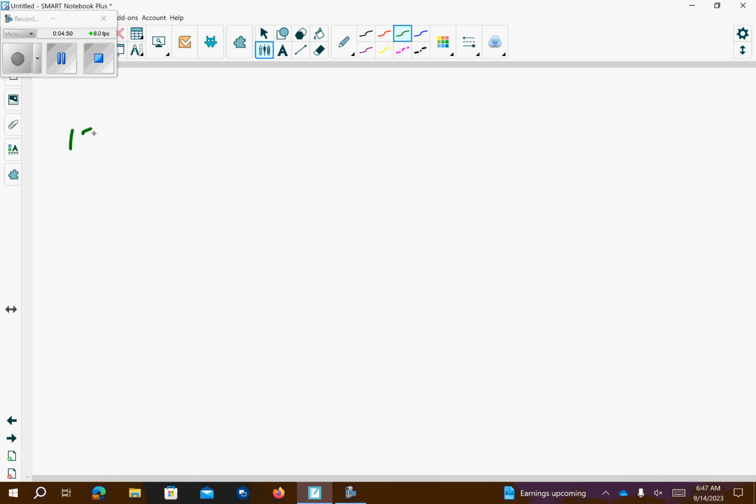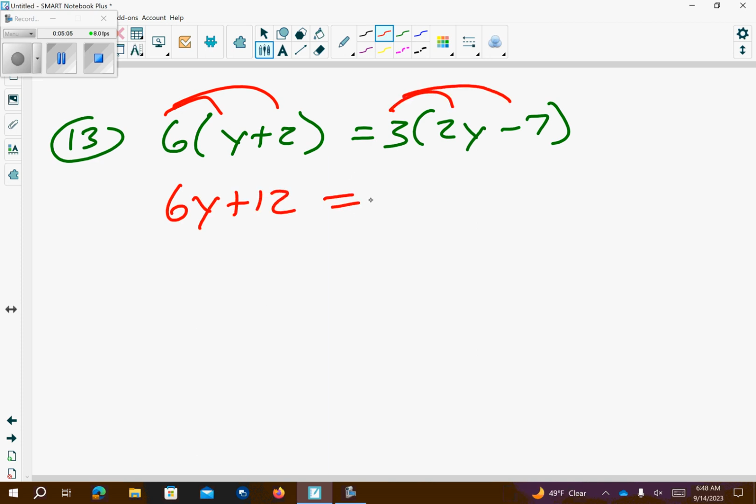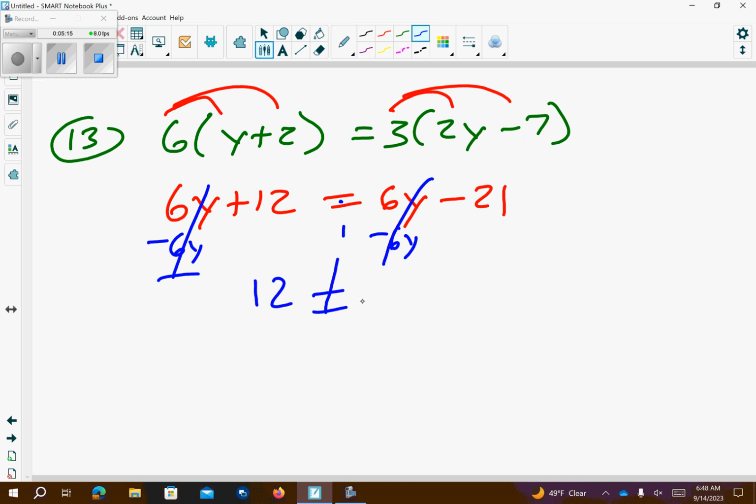Number 13, we're reviewing from what we've done. So I get 6 times y plus 2 equals 3 times 2y minus 7. First thing we're going to do is distribute the 2 over the parentheses. I'll distribute this over the parentheses, so that's equal to 6y minus 21. Let's get rid of the 6y. I'm going to move that over to here. Those cancel, so I get 12 is equal to negative 21, and that's not true, so there's no solution to this one.